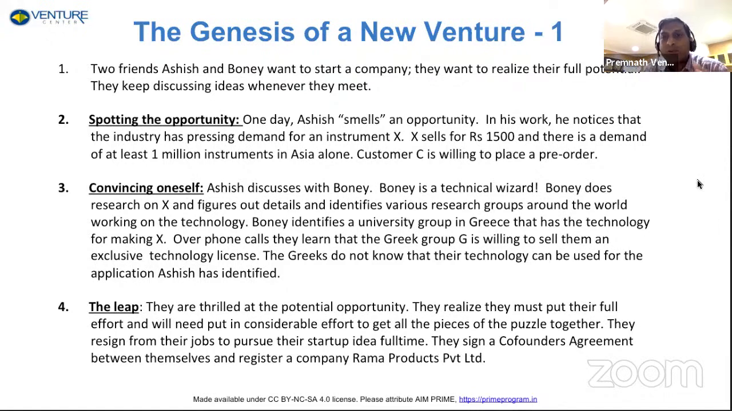Okay, they sign a co-founders agreement between the two of them, and they register a company called Rama Products Private Limited. So the company's name is Rama Products Private Limited. They have a co-founders agreement because they know that they don't want to wreck their friendship because of business disagreements. So they do a decent co-founders agreement detailing out what will happen if there's a fallout of some kind, or the company closes, or whatever it is.